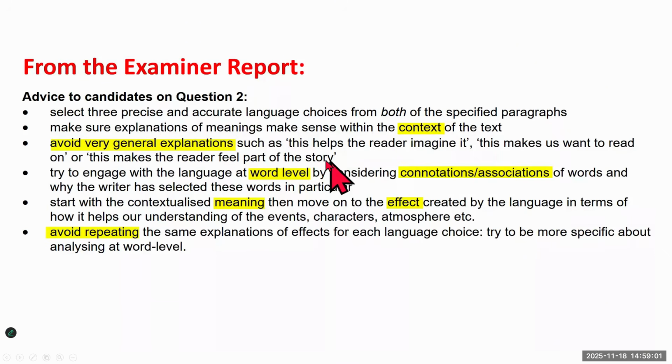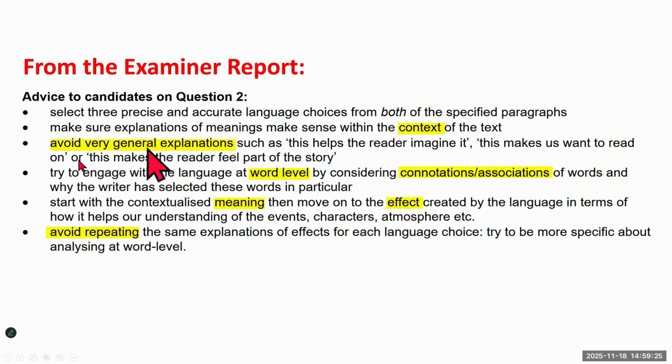Now let's have a look at the examiner report. I'm going to go straight to the second one because the first one is only for the old syllabus. Make sure explanations of meanings make sense within the context of the text. I don't think I need to explain that. Avoid very general explanations such as "this helps the reader imagine it."